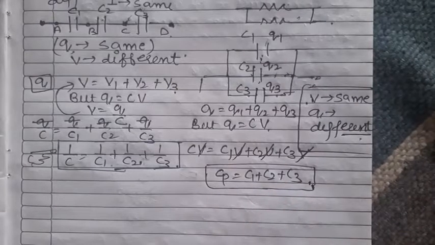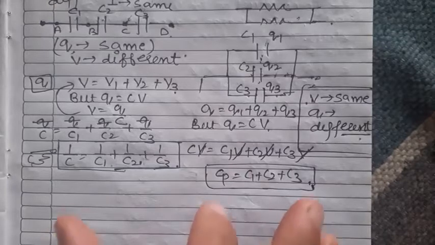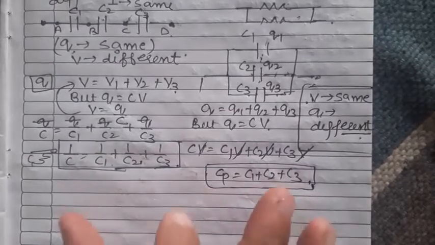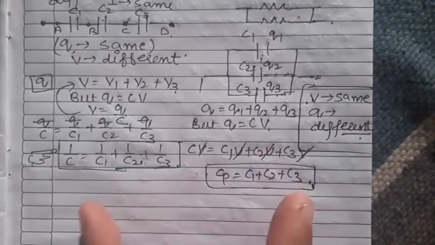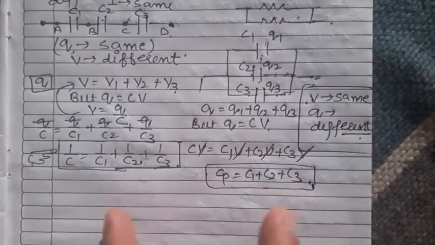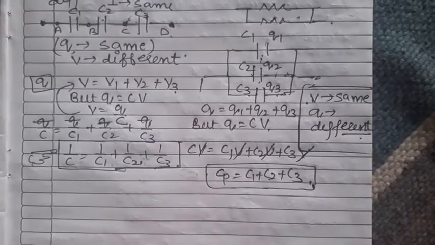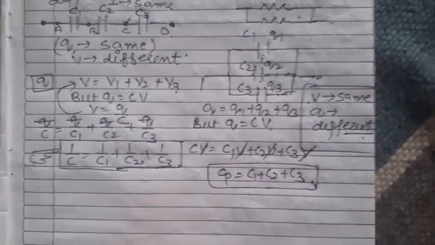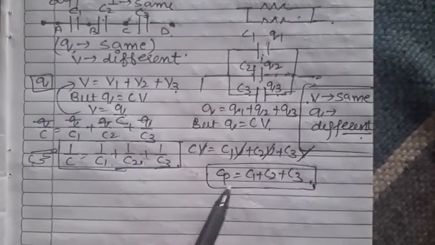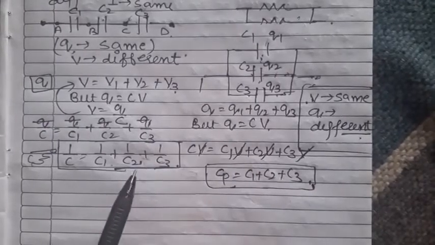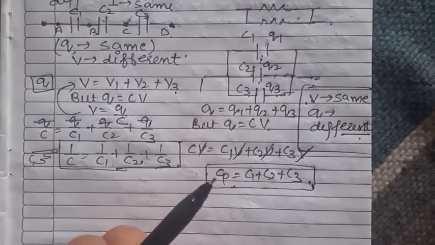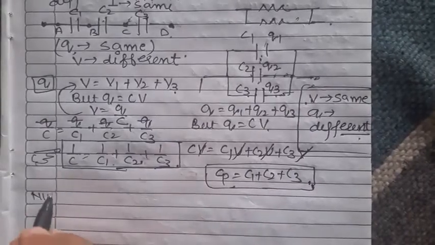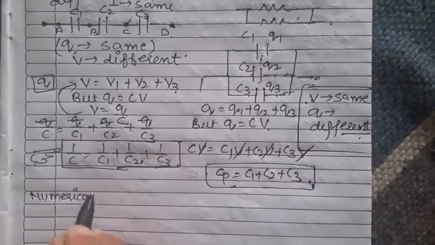Clear this? So a number of numericals will come based on this. I will give you an assignment. I have already given to you, and further assignments I will give you. You have to solve them. I will solve one or two numericals, but always remember the capacity will increase when capacitors are connected in parallel, and capacity will decrease when capacitors are connected in series. One of the numericals, let us solve.